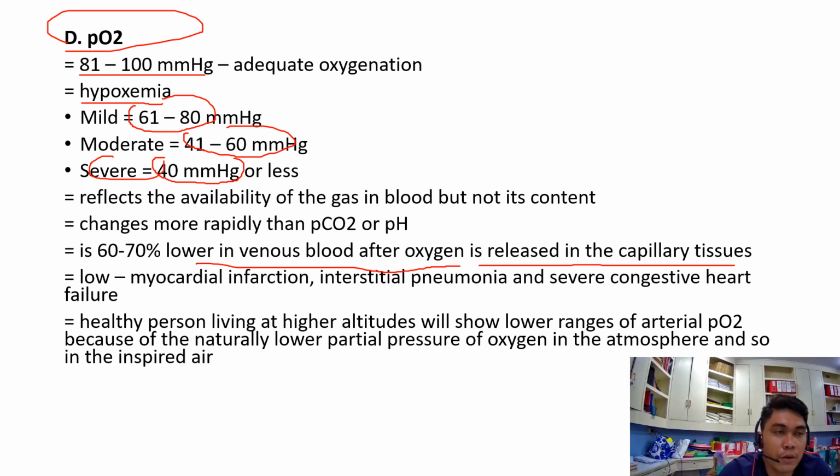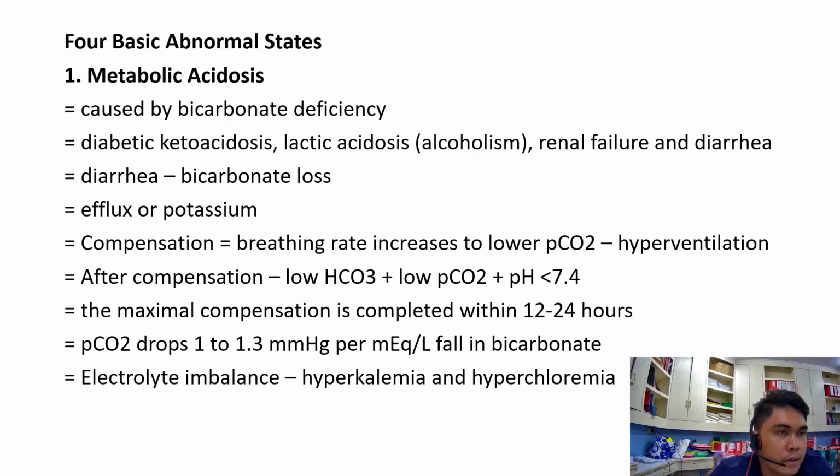Causes of low PO2 include myocardial infarction, interstitial pneumonia, and severe congestive heart failure. A healthy person living at higher altitudes will show lower ranges of arterial PO2 because of the naturally lower partial pressure of oxygen in the atmosphere, and so in the inspired air.